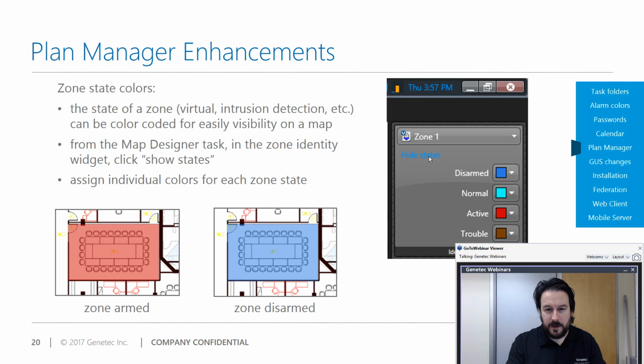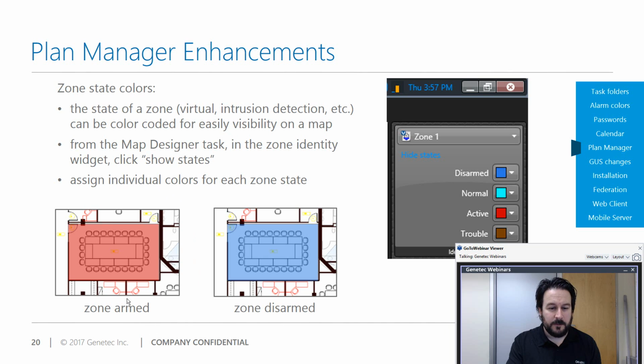One other thing that we've added, and that's if you have any zones, like intrusion zones, you can actually assign colors to the states for the zones. So when you're setting up your map, if you take a look at the zone itself, you can choose to show the states here. And this is just a basic virtual zone that I created. So I've got disarm, normal, active, and trouble. And from there, I can use the drop down and I can actually change what the color of the tile is going to be on the map when it's in whatever particular state that we have here.